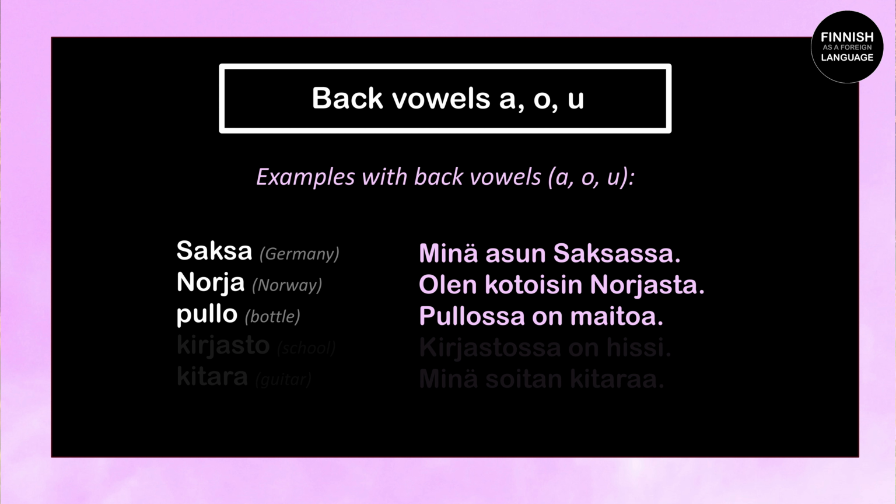Next one. Pullossa on maitoa means there is milk in the bottle. Pullossa is the inessive case of the word pullo, which means bottle. Here we need the ssa ending.